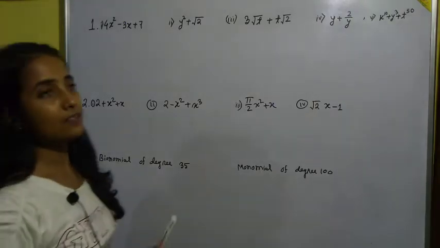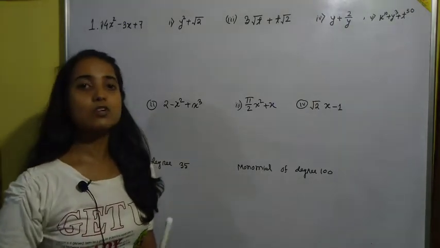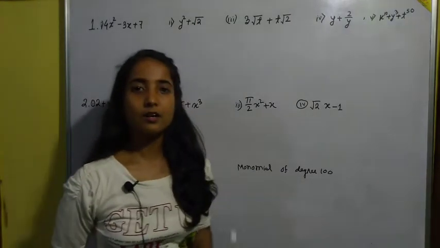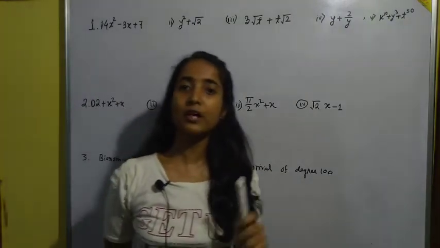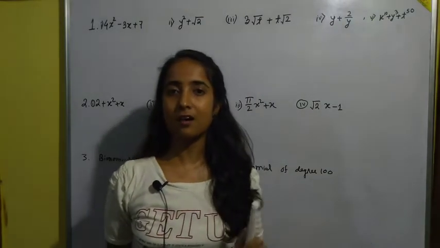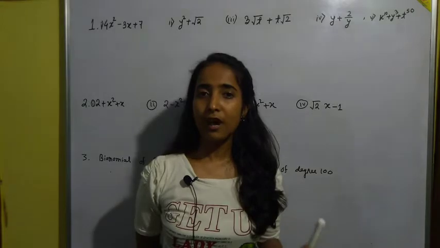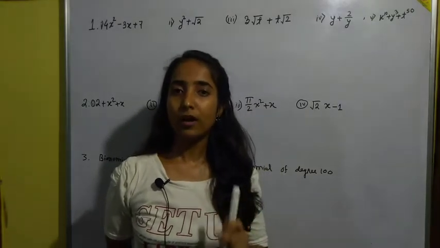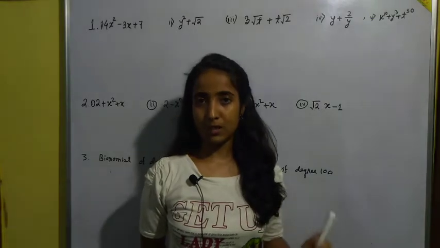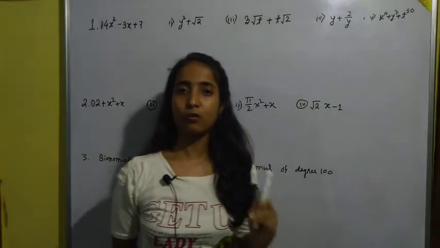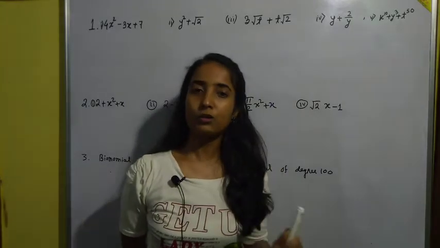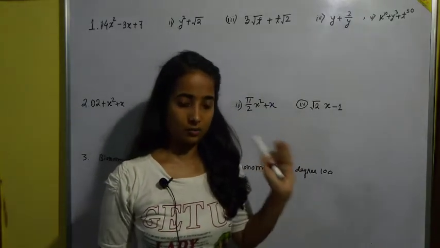Now in your exercise 2.1, see question number 1. In question number 1 there are a total of 5 algebraic expressions. 5 algebraic expressions are given and you have to state whether they are polynomials or not. That means we have to check whether the given algebraic expressions are polynomials or not.